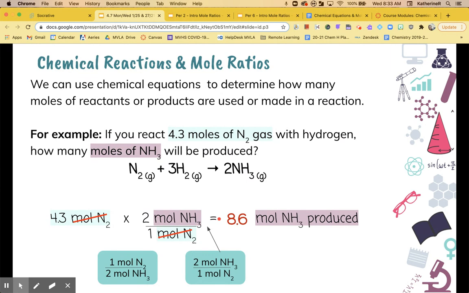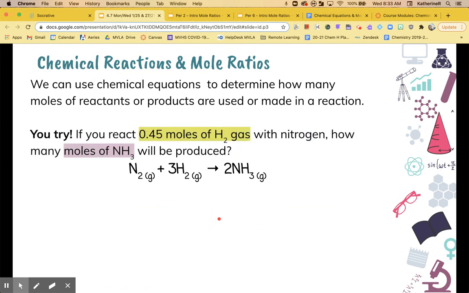Nice thing about mole ratios is they're nice whole numbers, and the math tends to be pretty easy to calculate as opposed to using scientific notation. Okay, so here's another example that you can try on your own. So take a moment and try and set this up, and then I'll talk through the answer.